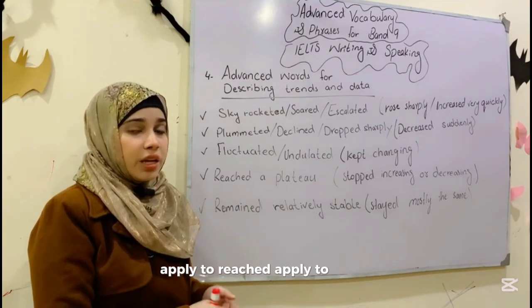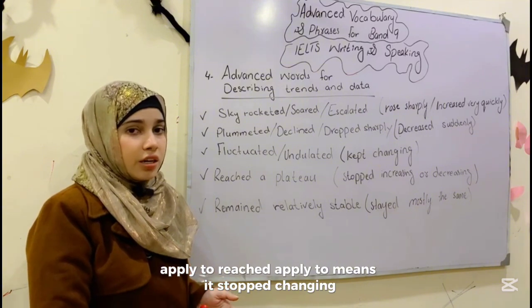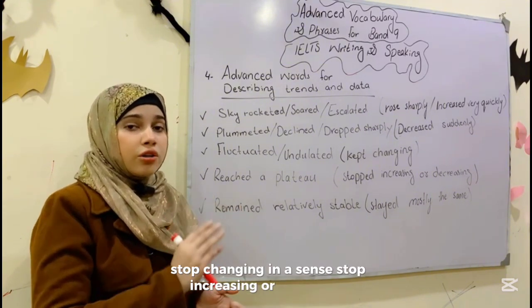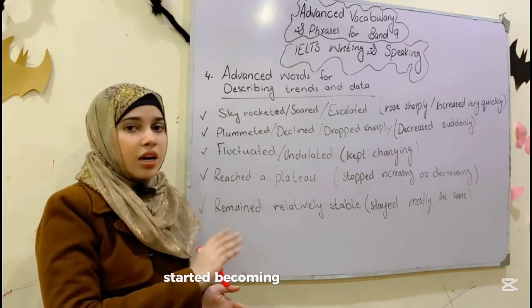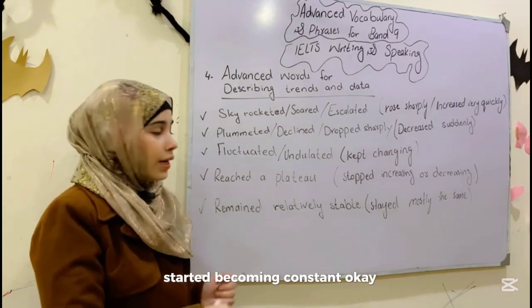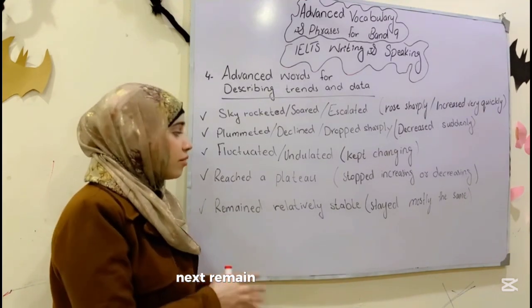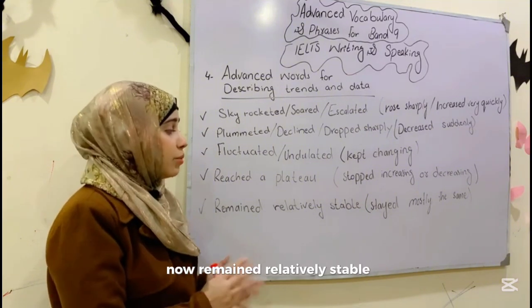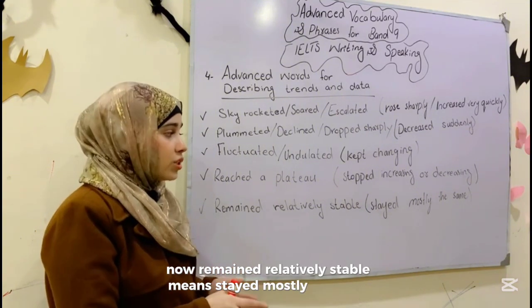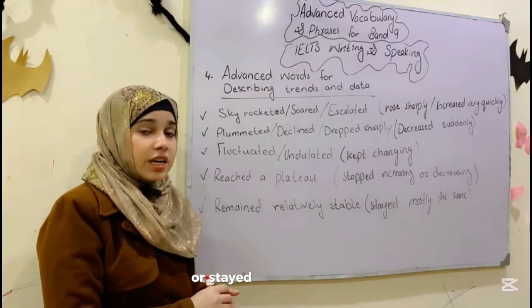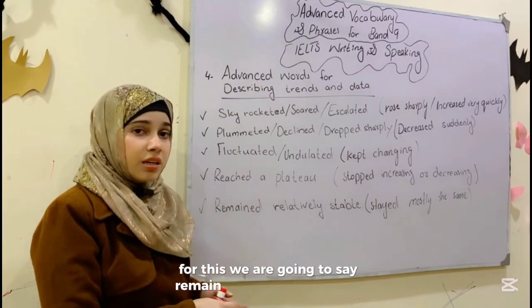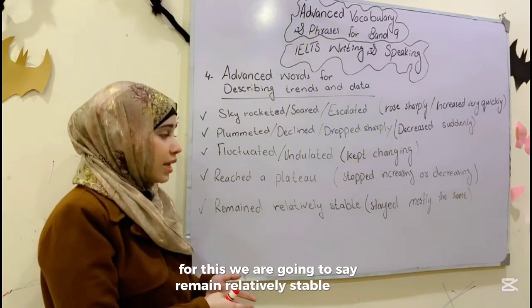Next is reached a plateau. Reached a plateau means it stopped changing, in a sense, stopped increasing or decreasing, started becoming constant. Okay. Next, remained relatively stable. Remained relatively stable means stayed mostly the same or stayed constant. Okay. For this, we are going to say remained relatively stable.